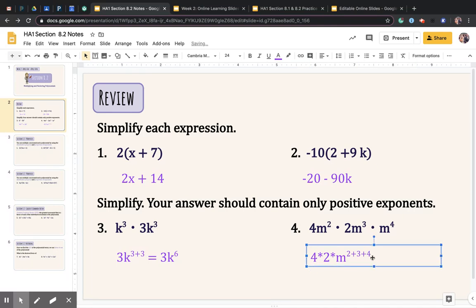Change the size of the text box. Okay. So again, format, text, superscript, gets rid of it. So 4 times 2 is going to give me 8m, and then I'm going to add those exponents together, and we get 2 and 3 is 5, plus 4 is 9. So we get 8m to the 9th.